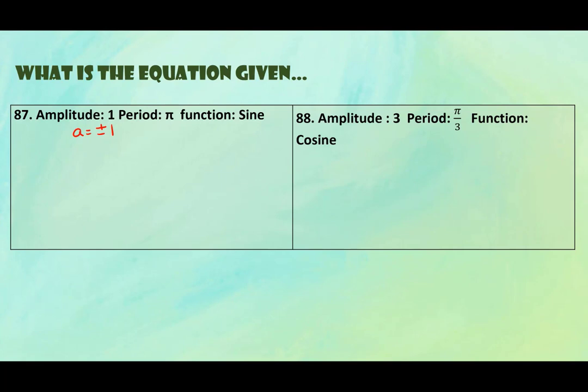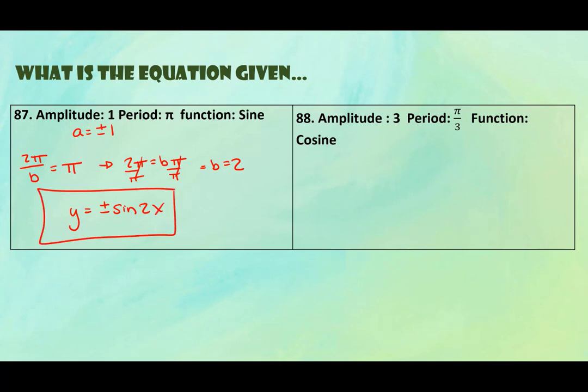We do know that the period is pi, so we know that 2 pi over b is equal to our period of pi. So we can actually solve this equation to find out what b is. So that's what we're going to do now. We're going to multiply both sides by b. So now we get 2 pi is equal to b times pi. We're going to divide both sides by pi to get rid of it. So now we get b is equal to 2. So now we know that a is equal to plus or minus 1, b is equal to 2. Now we're going to put this all together. So now we have y is equal to plus or minus 1, we can keep out the 1, sine of 2x.